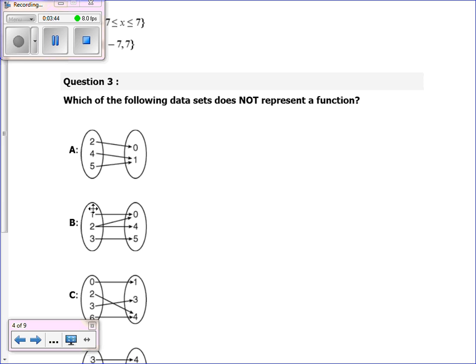Now look here at choice B. The 1 goes to the 0, that's fine. The 2 goes to the 0, and the 2 also goes to the 4. Our poor 2 is confused. This choice B is not a function because your x coordinate has repeated. So our answer for question 3 is choice B, due to the 2 repeating. And again, this is called a mapping.